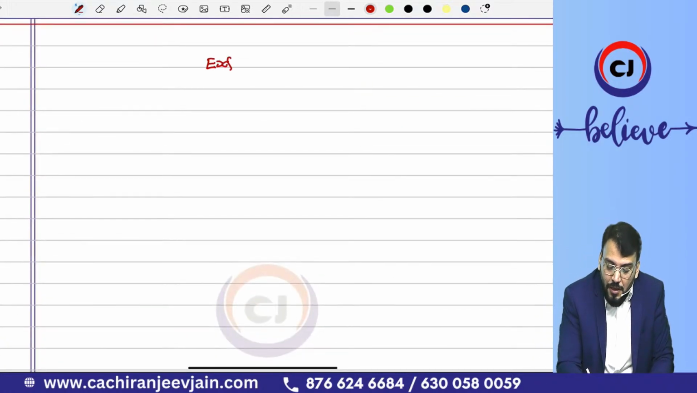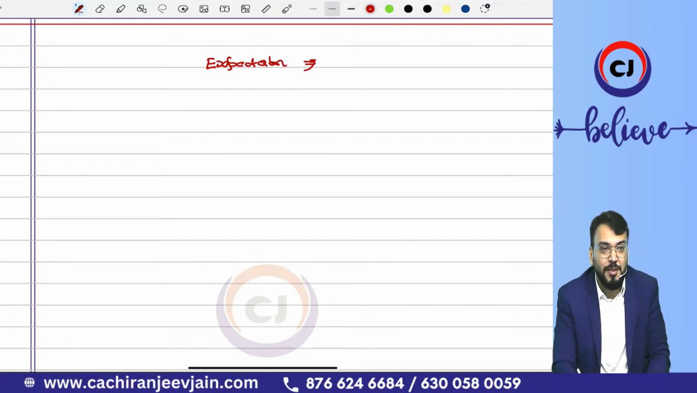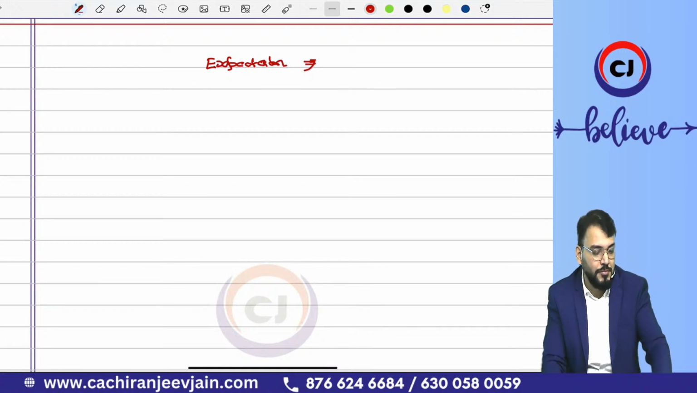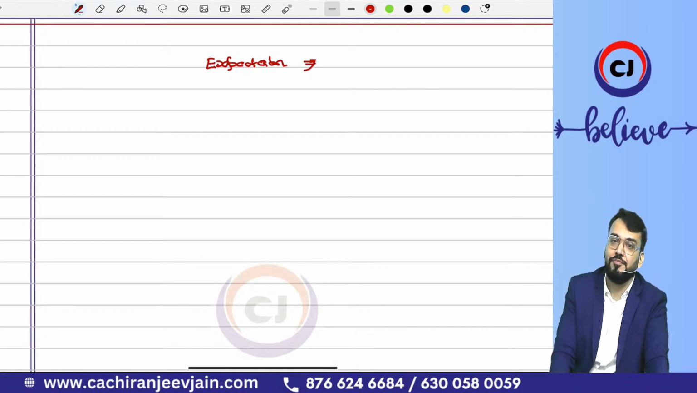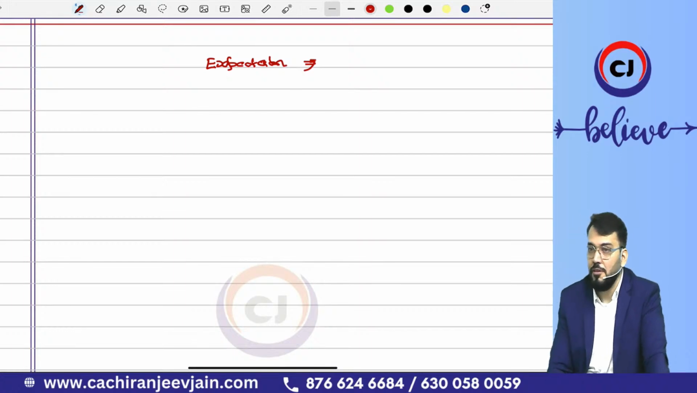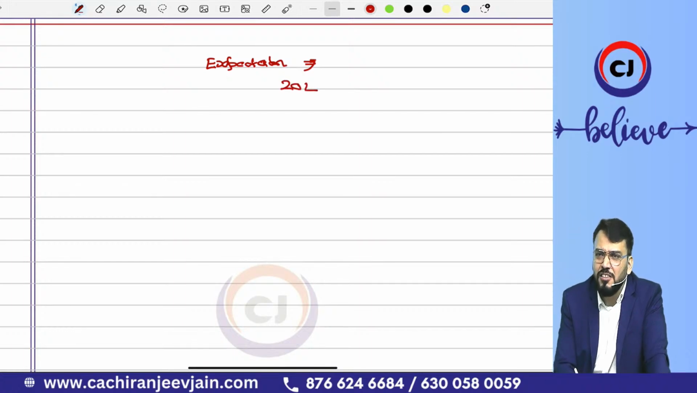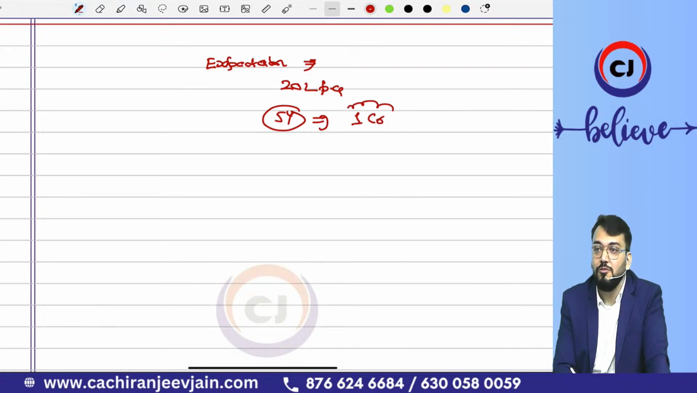What is your expectation after becoming a CA? How much do you want to earn? What is your expected salary, remuneration? 20 lakh per annum. Is it in the first year or after 4 or 5 years? First year. So after 5 years, one year. No one is saying one year.